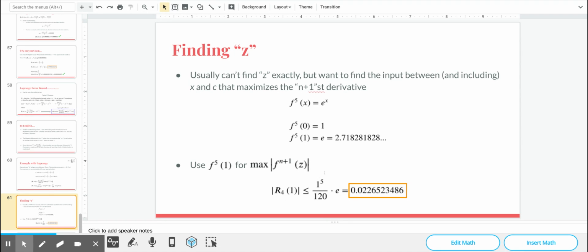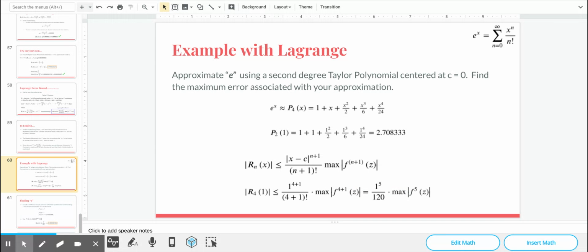Okay, so here's that 1 over 5 factorial, which is 1 over 120. That's what we found before we talked about the max derivative. My max derivative is e itself. So if I multiply e by 1 over 120, I get this value right here. Okay, and so that is my maximum error that's associated with my approximation that I found for p sub 2. That should say, I'm sorry, this should say p sub 4 right here. All right, that should say p sub 4. Apologies.